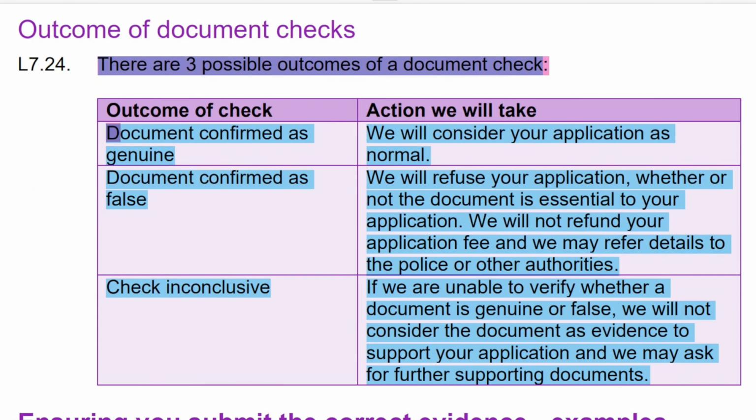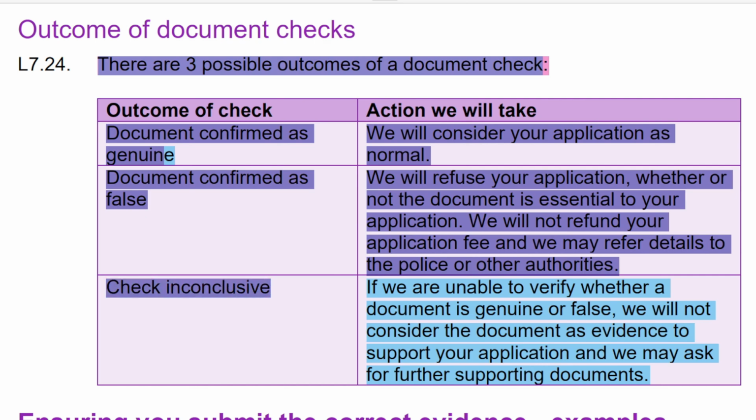Number 1, document confirmed as genuine. If the documents are confirmed as genuine, we will consider your application as normal. Number 2, documents confirmed as false. In that case, we will refuse your application, whether or not the document is essential to your application. We will not refund your application fee and we may refer the details to the police and other authorities.